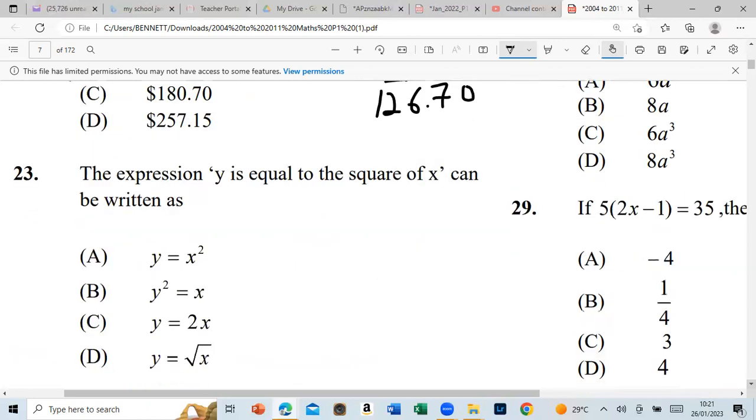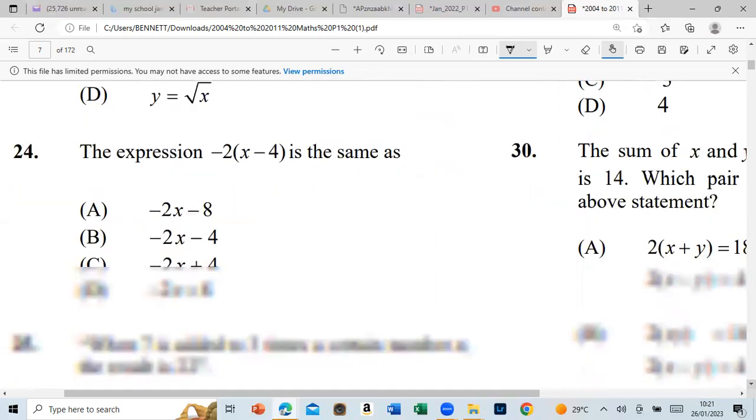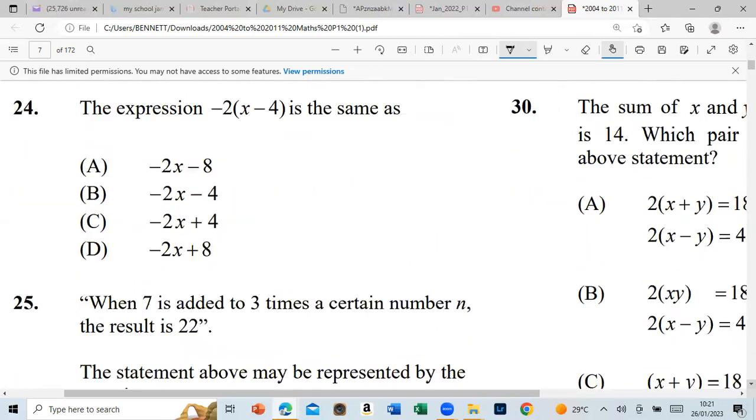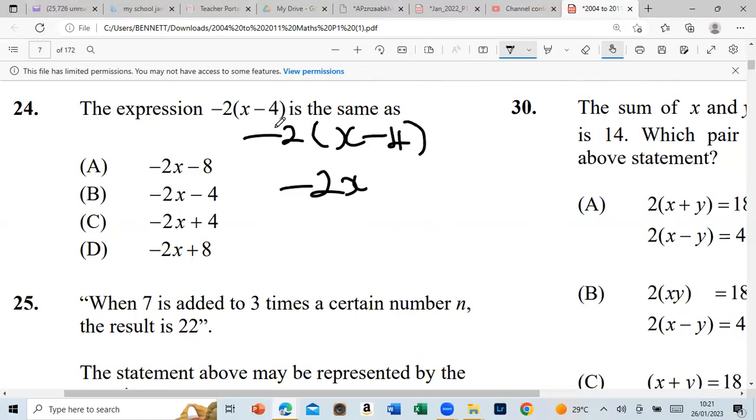The expression y is equal to the square of x can be written as y is equal to the square of x. So this is A. Very nice question. I'm sure the students appreciate those. Alright, the expression negative 2 bracket x minus 4 is the same as. So we're going to expand the bracket. The bracket means to multiply. It's going to give us minus 2x. Negative times a negative, that's positive. Where did we see that? Okay.